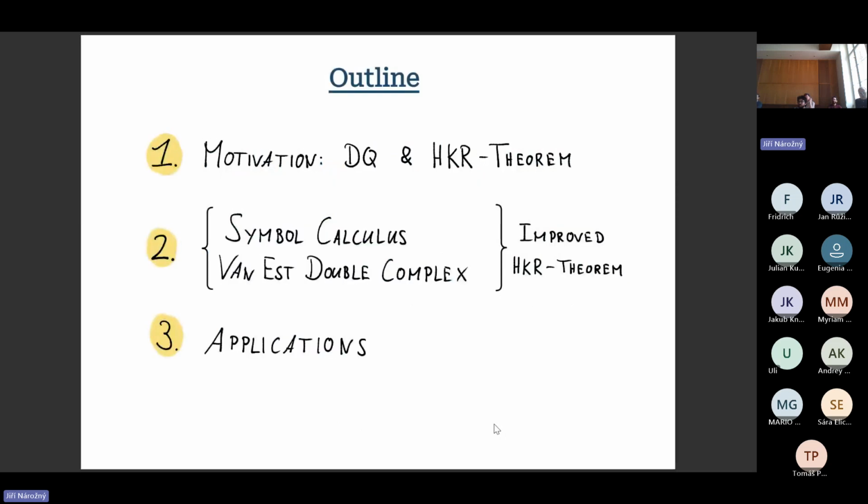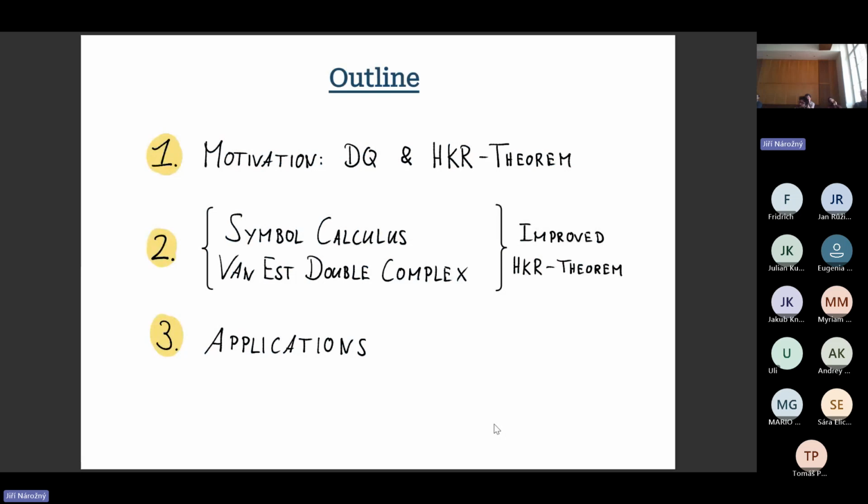So, a rough overview of what I want to do with you. It would be three parts. First, a little motivation, why I personally am interested in this stuff and what the HKR, the Hochschild-Kostant-Rosenberg theorem, actually is. So I will give a little introduction using motivation from deformation quantization.